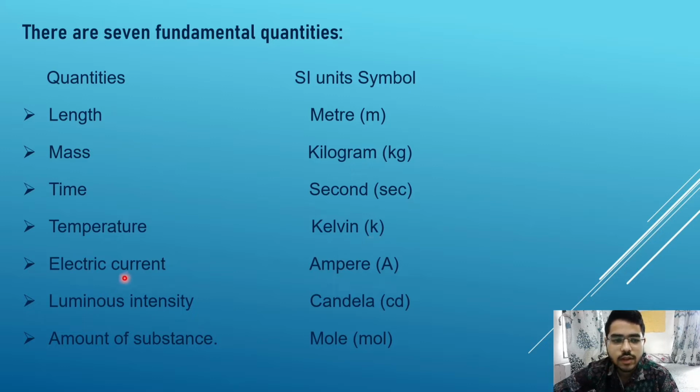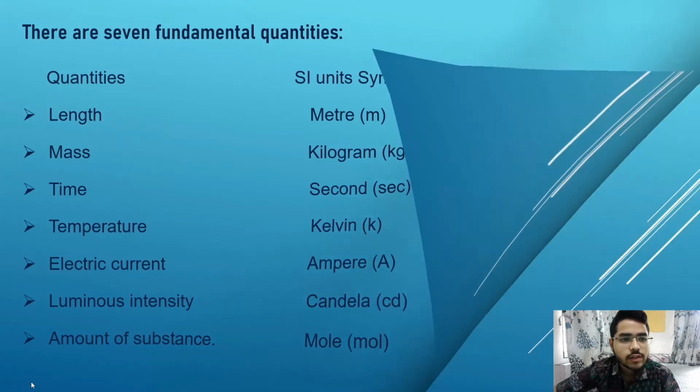K is the symbol of Kelvin. We actually measure temperature with the help of a thermometer in degrees Celsius, and we convert it into Kelvin as it is the SI unit. Electrical current is measured in ampere, and luminous intensity in candela, CD. Amount of substance is measured in mole, and it is denoted by MOL.